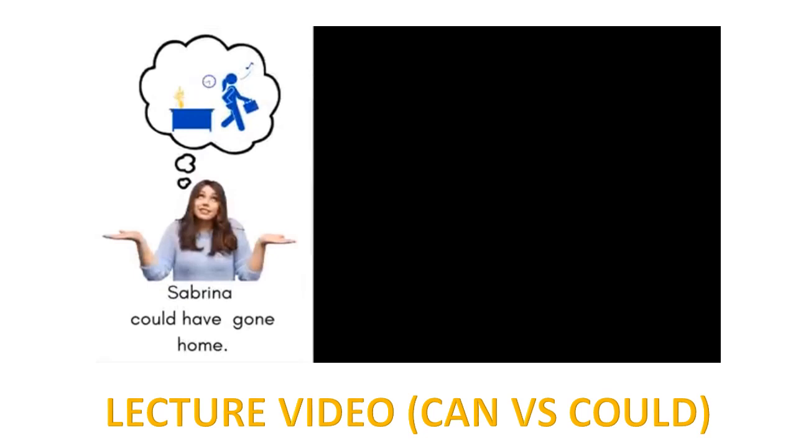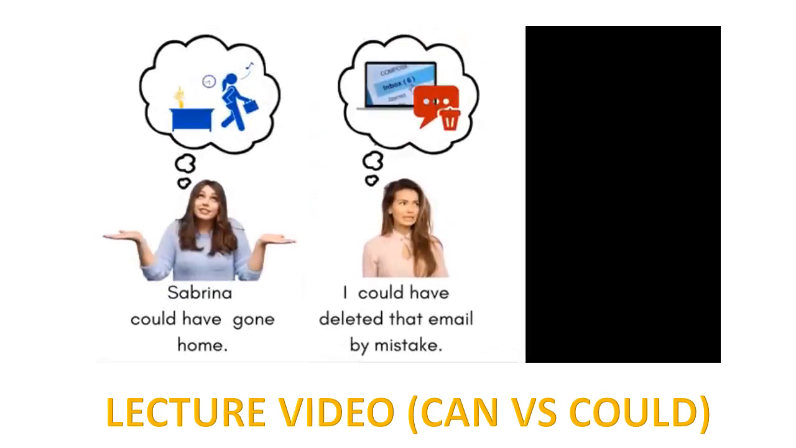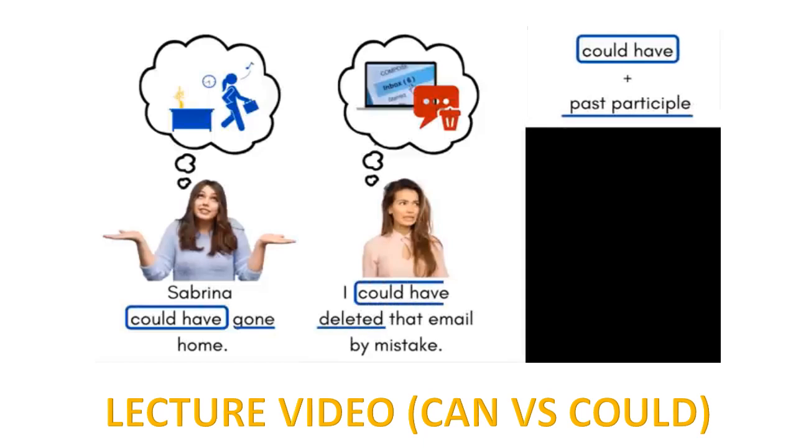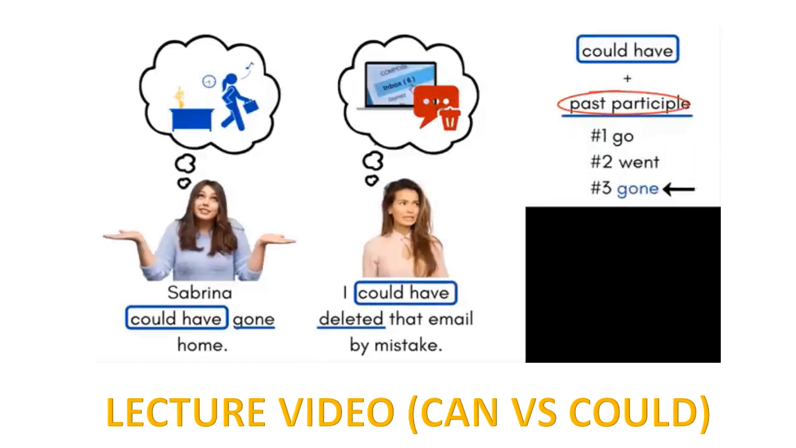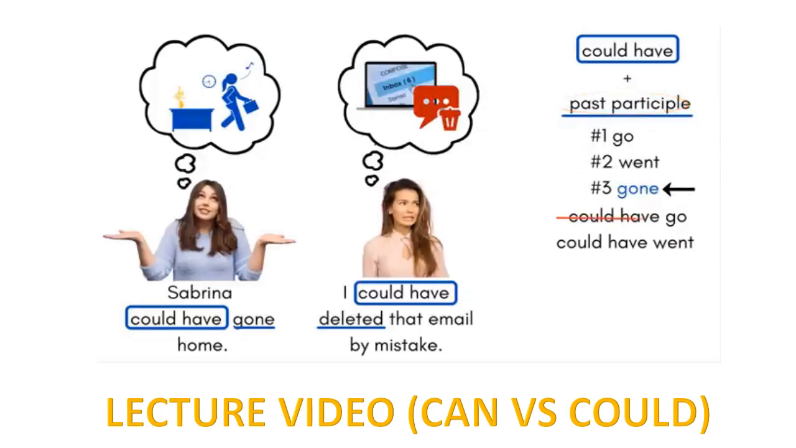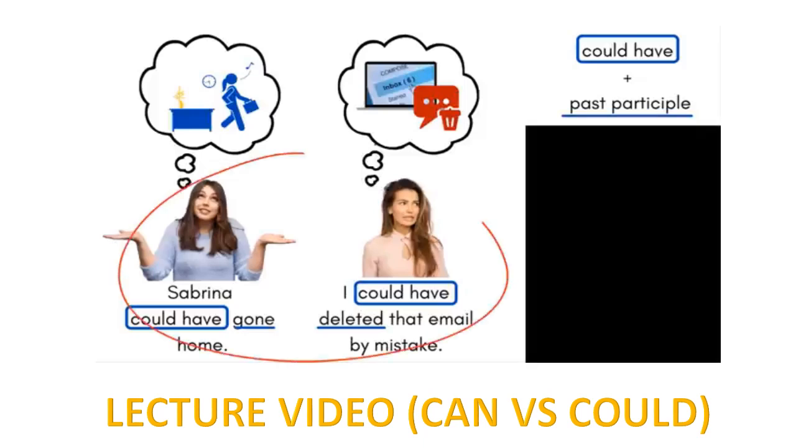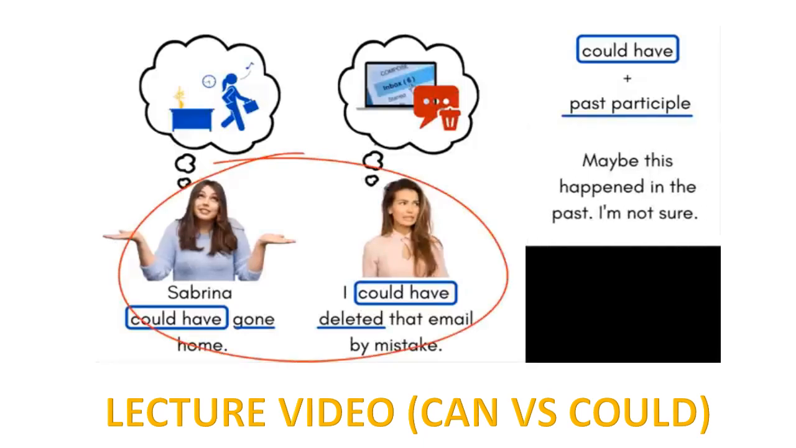Sabrina could have gone home. Oh no, I could have deleted that email by mistake. Could have plus past participle. The past participle is verb number 3. Could have go. Could have went. No. Could have gone. Gone is my past participle. Here I mean, maybe this happened in the past. You can see I'm not so sure. I'm 50% sure.